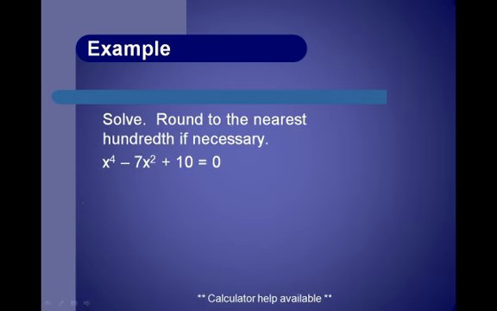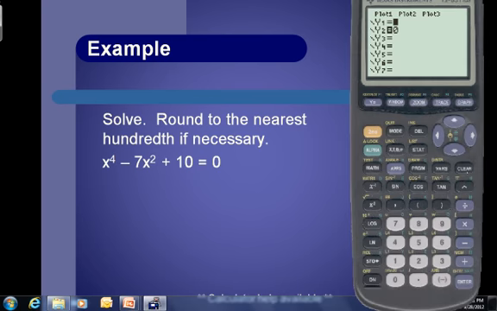Let's do one more. Solve this equation, round to the nearest hundredth if necessary. So anytime I'm seeing round, I'm thinking it's probably not going to factor. So we'll just go ahead and use our calculator to start with. X to the power of 4 minus 7x to the power of 2 plus 10. Graph that. We see our 4 real number zeros.